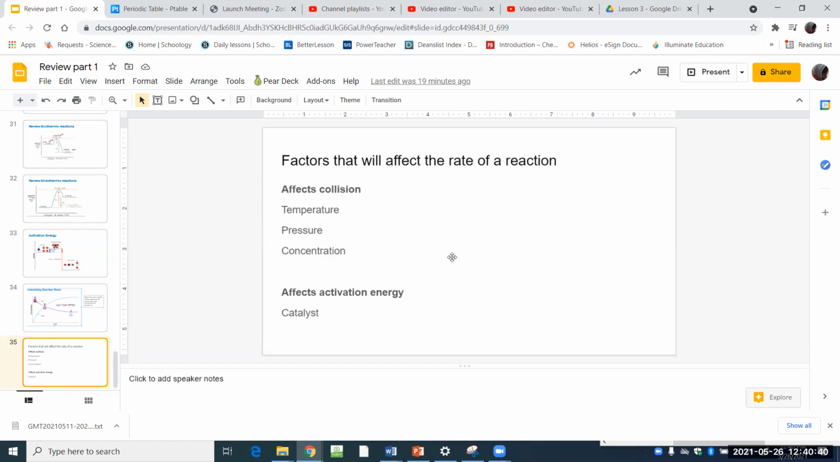A catalyst will also change the reaction rate, but will change the reaction rate by changing the activation energy, not by changing collisions. Okay. So that is the material pertaining to thermochemistry, or the energy in the reactions. Next, we'll be looking at acids and bases.